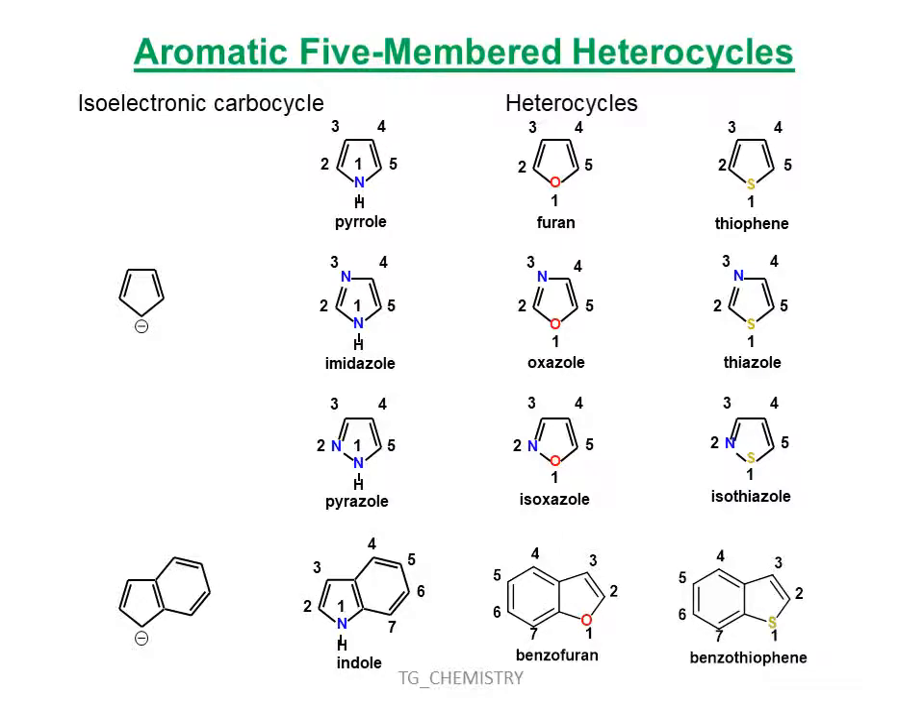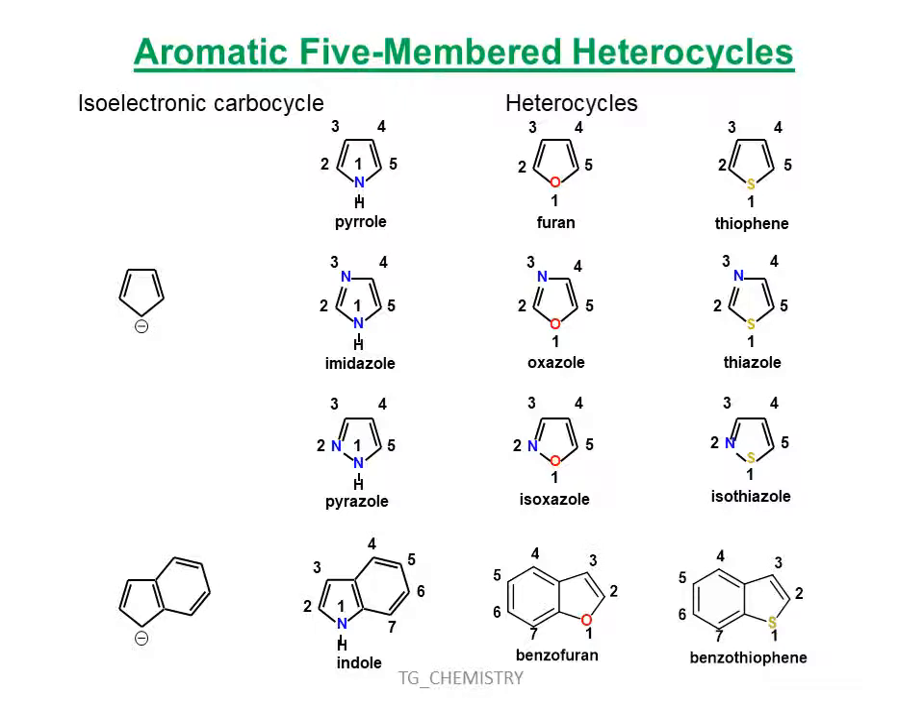These are the common aromatic five-membered heterocyclic structures. In the first column, when one nitrogen atom is in the five-membered ring structure, it is known as pyrrole. Two nitrogen atoms at the 1,3 position in the five-membered structure is known as imidazole. If two nitrogen atoms are at the 1,2 position, it is known as pyrazole. And if pyrrole is fused with a benzene ring, it forms the heterocyclic structure known as indole.